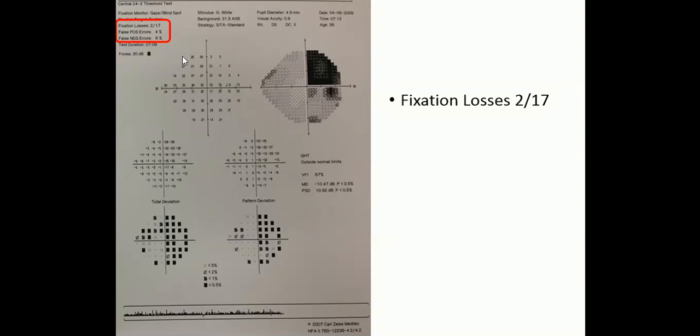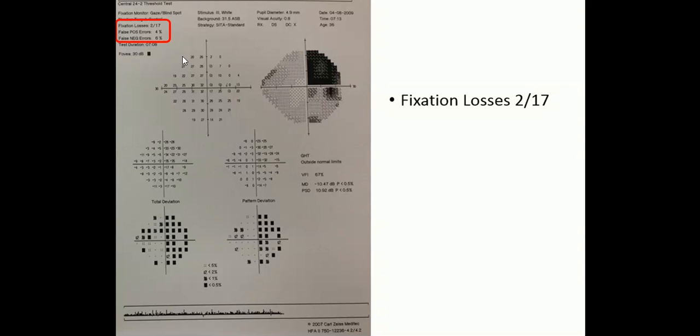In the case of this test, on 17 occasions, the machine checked to see was the patient looking straight ahead at the target, and found that twice the patient was not. It was looking off to the side. So 2 out of 17 times there was a problem with reliability. Overall, however, this is pretty good for patients. Most people make errors here or there.